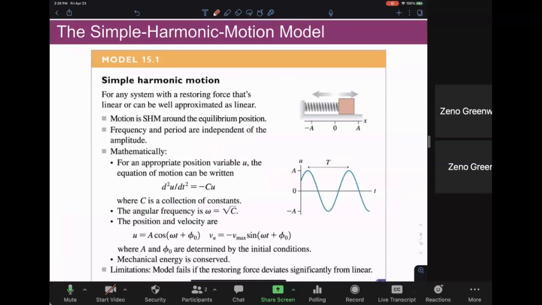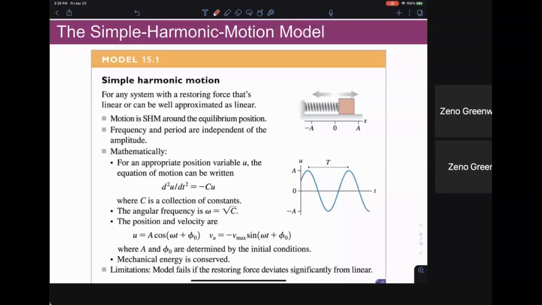So let's consider a simple harmonic motion model. In simple harmonic motion, for any system with a restoring force that's linear or can be well approximated as linear, such as the mass on the spring, or a pendulum undergoing small oscillations, the motion is simple harmonic motion around the equilibrium position. Frequency and period are independent of the amplitude.